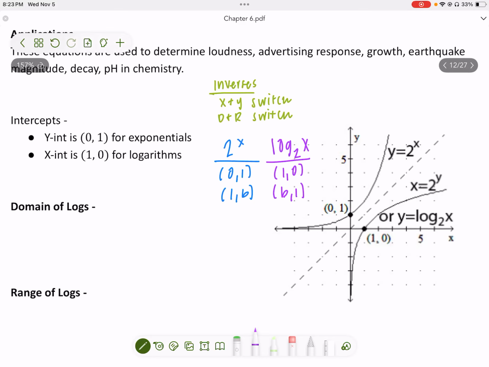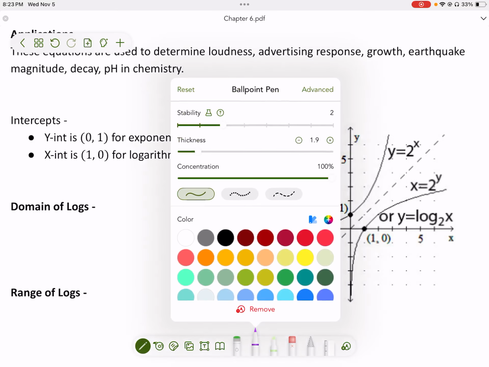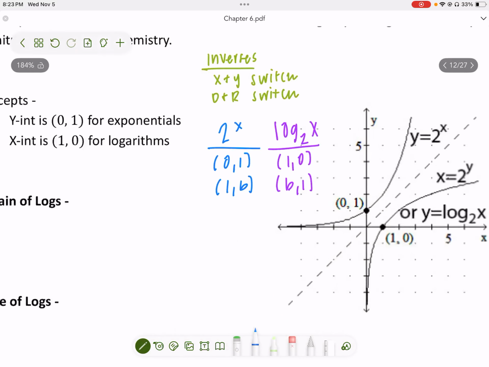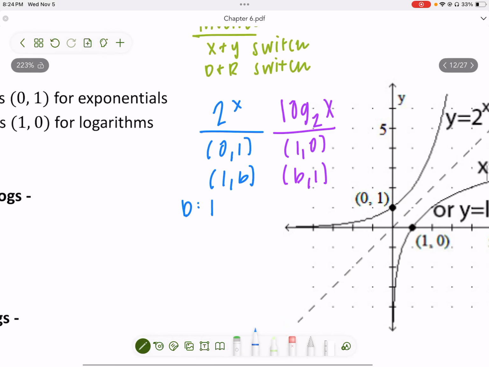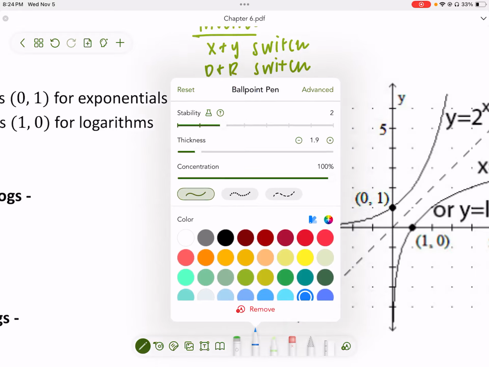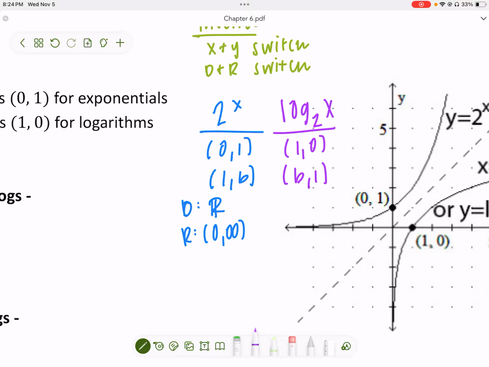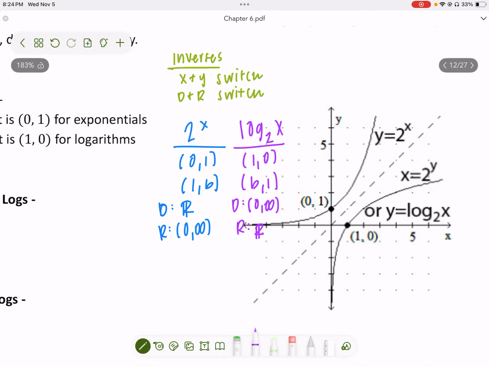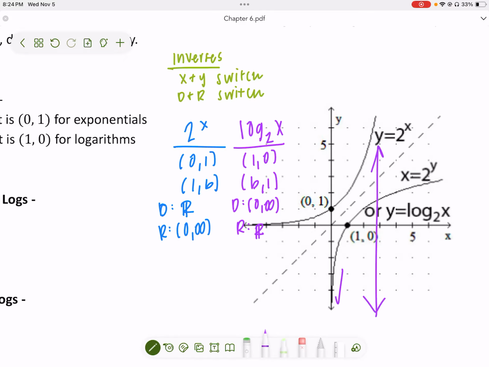That also means the domain and range are going to switch. So if you remember, the domain was all real numbers and range was 0 to infinity. Well, now those two have flip-flopped. Now the domain is 0 to infinity and the range is all real numbers. And you see that right here, right? Like this function is going down forever and up forever, so that checks out.